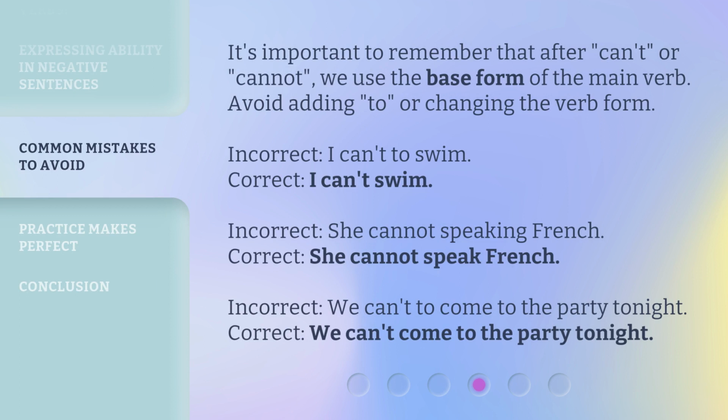It's important to remember that after can't or cannot, we use the base form of the main verb. Avoid adding to or changing the verb form. Incorrect: I can't to swim. Correct: I can't swim. Incorrect: She cannot speaking French. Correct: She cannot speak French. Incorrect: We can't to come to the party tonight. Correct: We can't come to the party tonight.